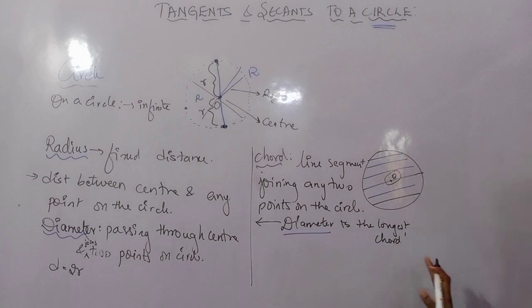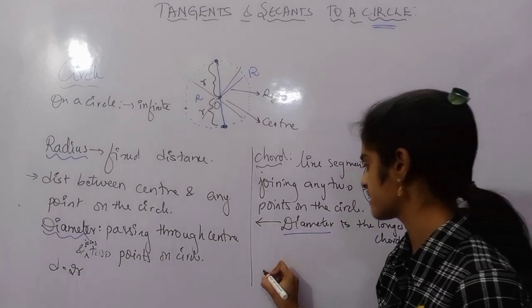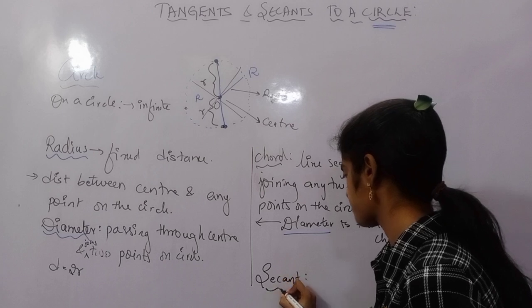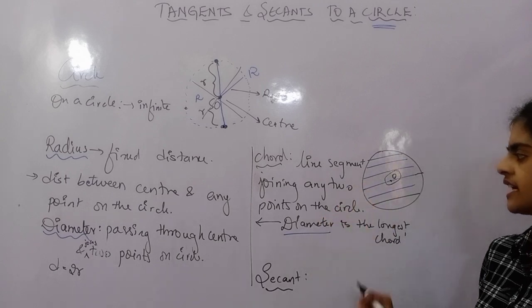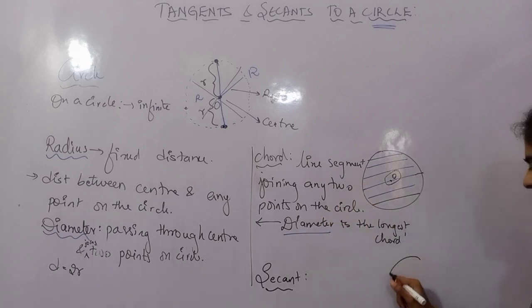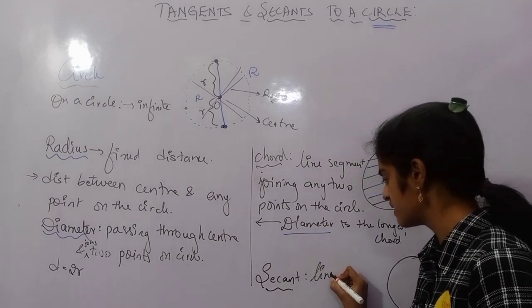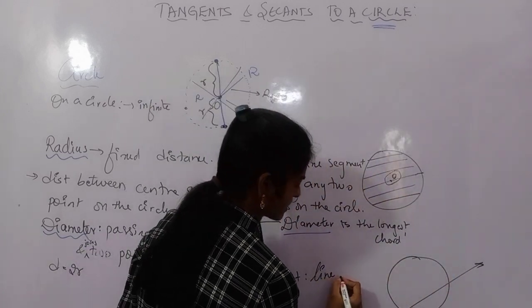So we have learnt about chord. Now the next important concept you will have to learn is secant and tangent. What is chord? Chord is a line segment joining any 2 points on a circle. Now what is secant? Secant is a line. Okay, it is a line cutting the circle at 2 points. You can see secant is cutting the circle at 2 points.